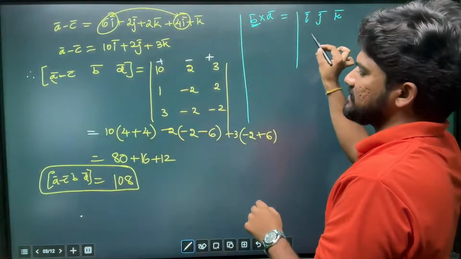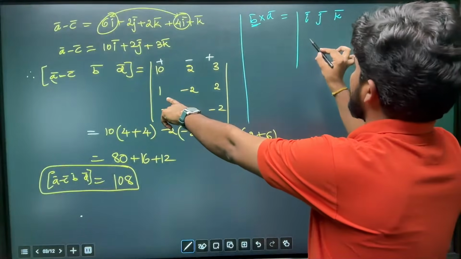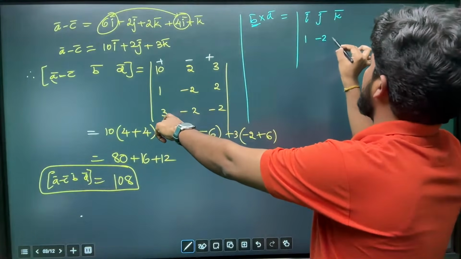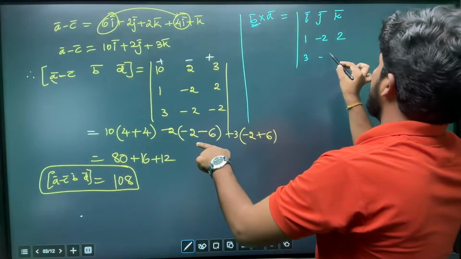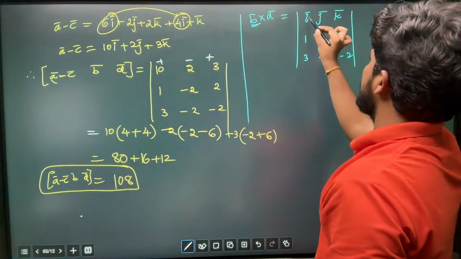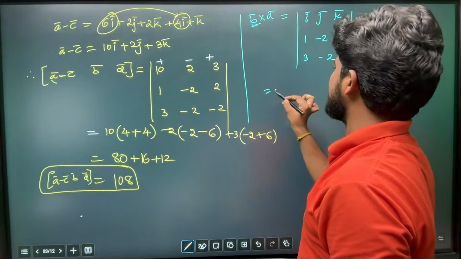So next, here b bar. B bar means in place of second row, in the second row place you have b bar components 1 minus 2 2. And in place of d bar, the d bar values you have are 3 minus 2 minus 2. Clear? So apply the same process, plus i bar.